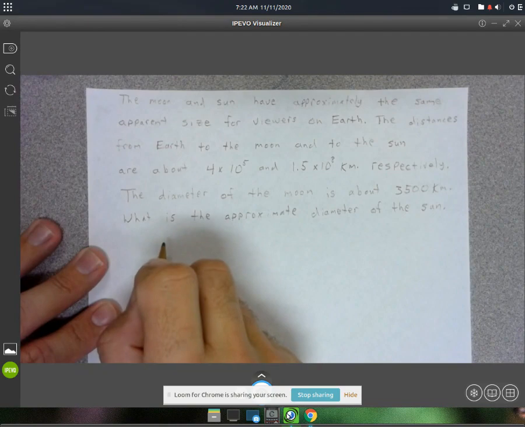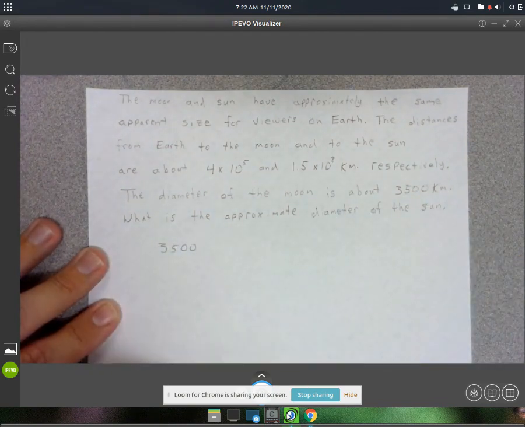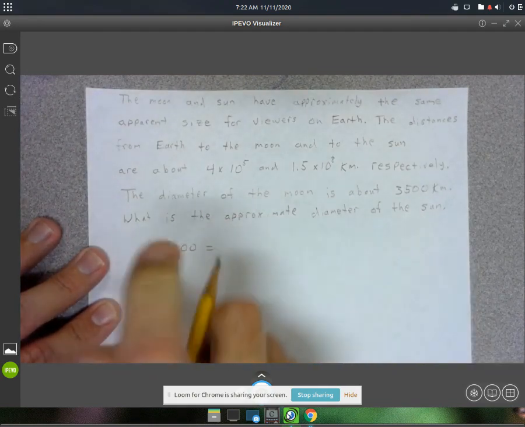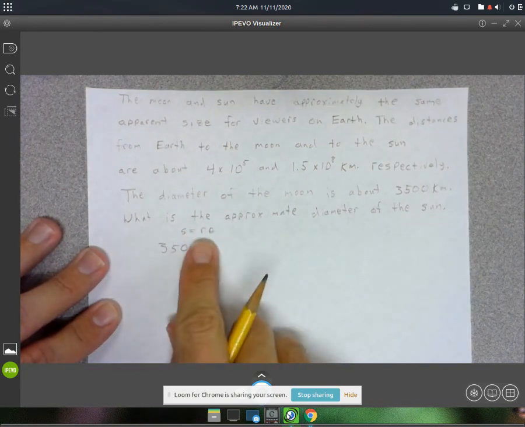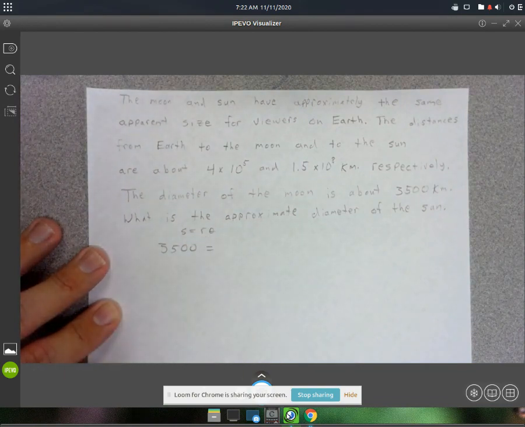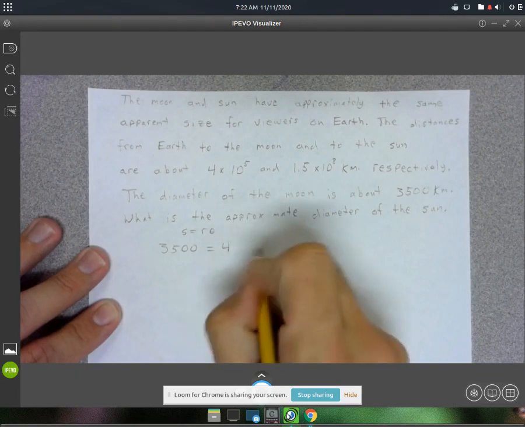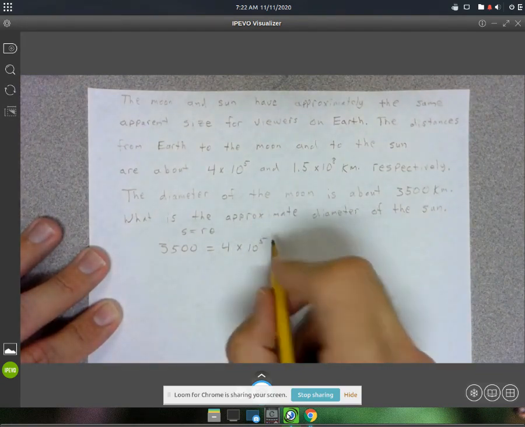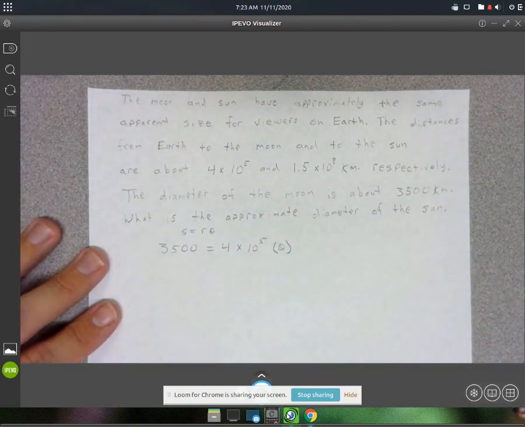So the moon is about 3,500 kilometers. That's the diameter of it. And so that's like our S. S equals R theta here. And the R is the distance from the Earth to the moon. So that's going to be 4 times 10 to the 5th. But they never told us the theta here. They never told us that angle.